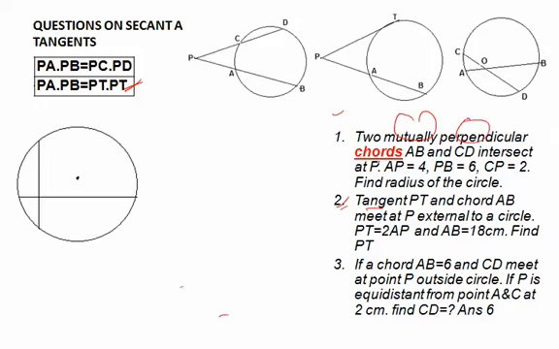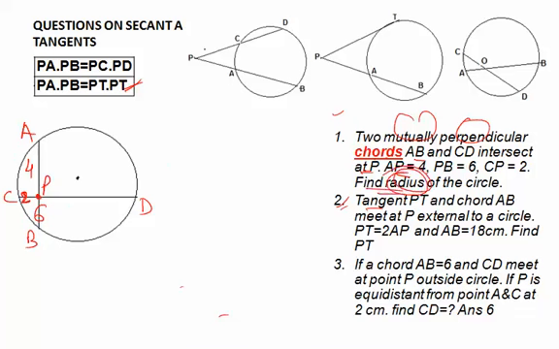Two mutually perpendicular chords AB and CD intersect at P. AP is equal to 4, PB is equal to 6, CP is equal to 2. So we have to find the radius of this circle.